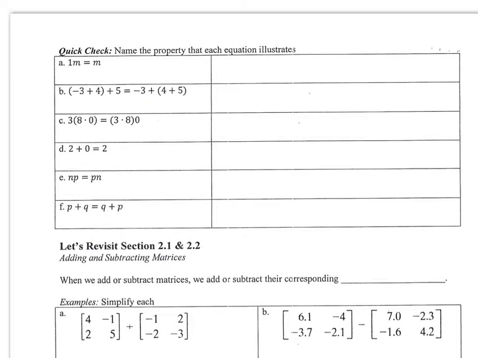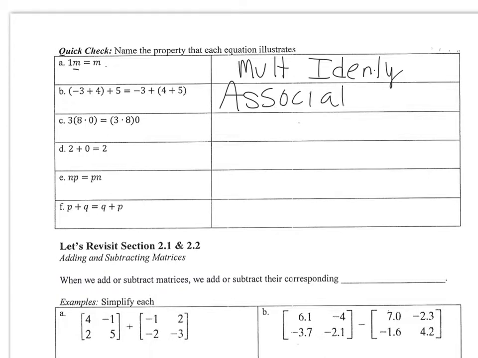So here are examples. We're just going to write the property that this is for each one. So 1 times m equals m. This is the multiplicative identity. You're multiplying something by 1 to get the original. Letter B, it's addition for sure, but we're changing the grouping symbol, so we're changing the association. So this is the associative property of addition.